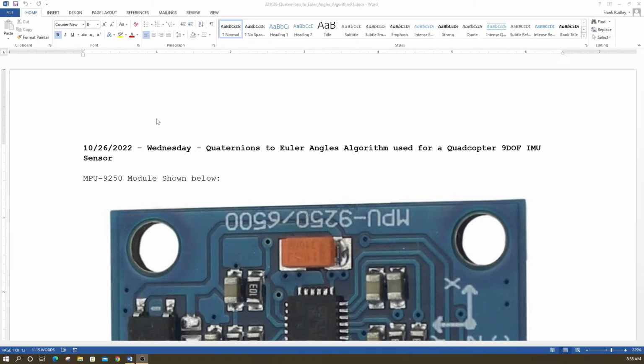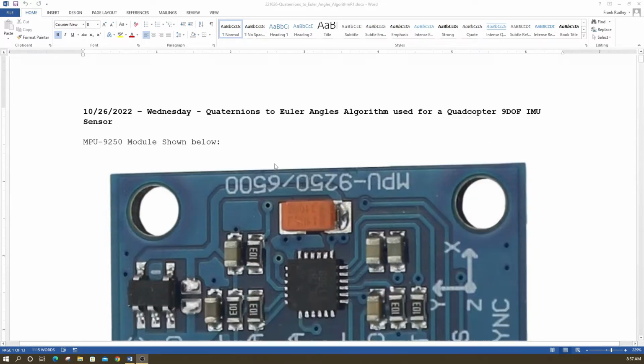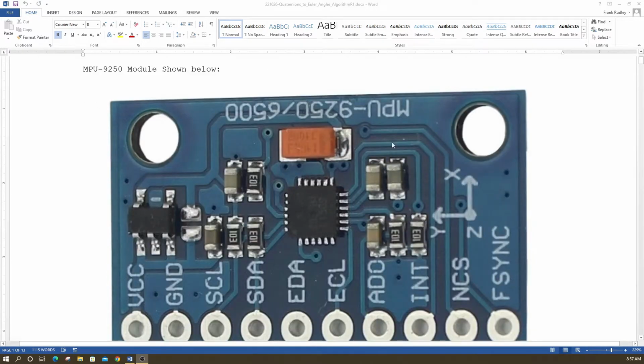So today we're going to talk about a quaternions to Euler angles algorithm used for a quadcopter nine degree of freedom IMU sensor. The object of this paper is to present a method that you could use to get the Euler angles from the sensor. Now this is an MPU-9250 module shown here, that is very low cost, costs a couple US dollars, and this is the module that I'm using inside of one of my quadcopters.